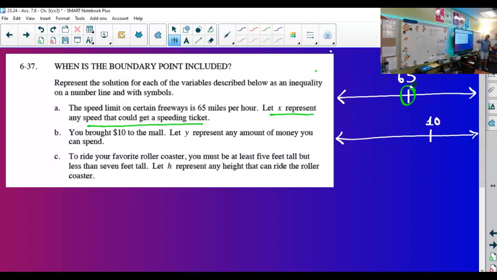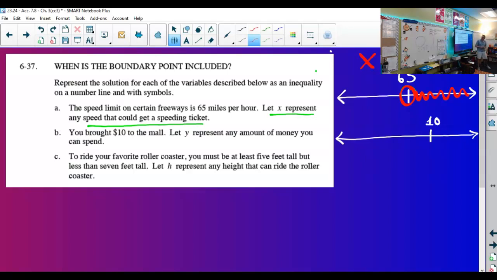If I'm shading what would get a ticket, maybe I should use red since that's bad. Would I shade to the right or to the left? To the right, and we would say that X is greater than 65, right? Because at 65, now, would you get a ticket for going 66? Probably not. Could you? Yes.